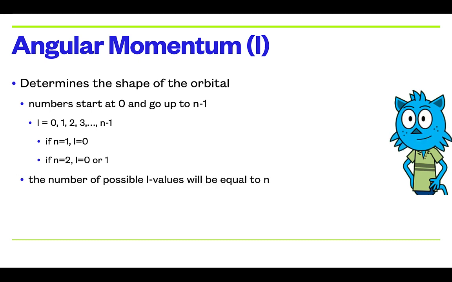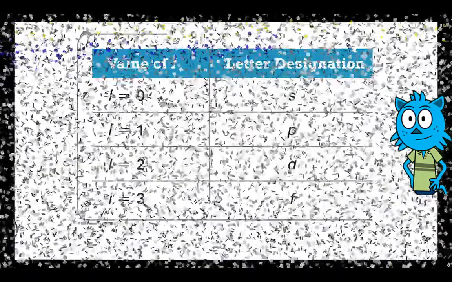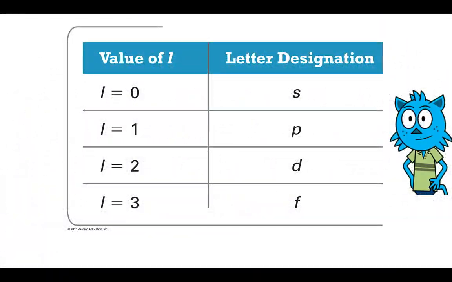Okay, so again, the number of possible L values always equals n. Now, instead of memorizing what the L value is and trying to remember what the shape is, a lot of times we relate that value of L to a letter designation that has its roots in spectroscopic observations way back in the early 1900s. So very frequently, if an orbital has an L value equal to 0, we call that an s orbital.